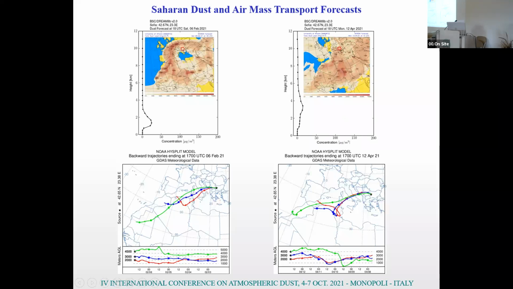On 12th of April, the origin of desert aerosols is also from the northwestern regions of the Sahara. The dust transport is direct, in the northeastern direction typical for the period.